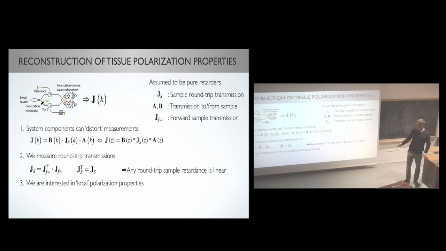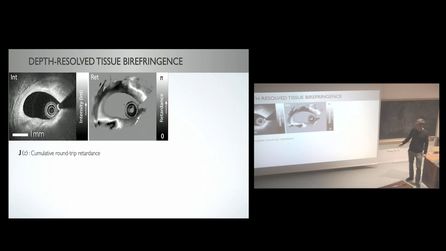Okay, so now we established that the only effect that we can observe is this linear retardance. Now, the last point I want to go into in detail is how we get the depth-resolved tissue signal. What we measure is what we call the cumulative round-trip retardance, and that's mapped out here. You see here that the round-trip retardance through this tissue wall is really difficult to interpret.